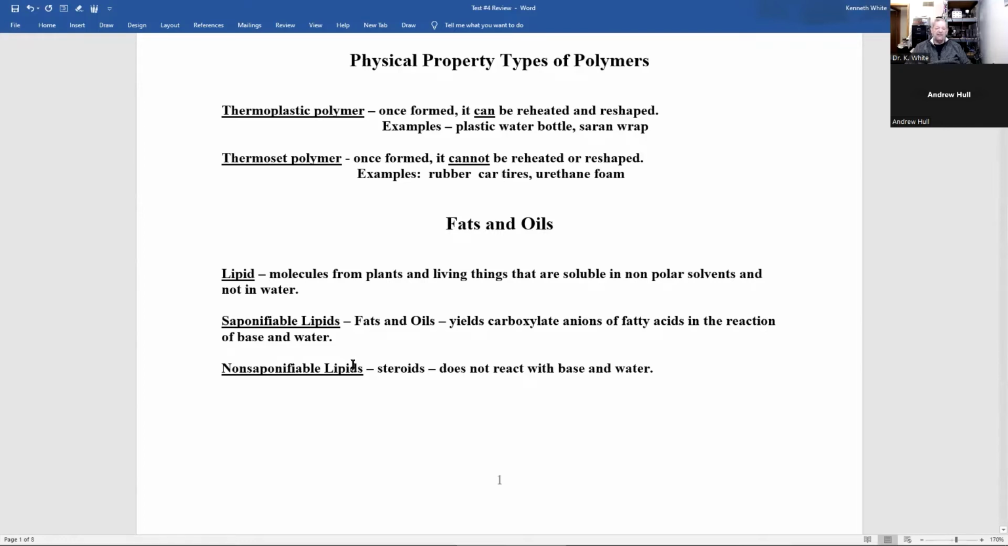Now, the other type of lipid is non-saponifiable lipid. They don't react with base and water. And there, I'm talking about the steroids, otherwise known as your hormones.